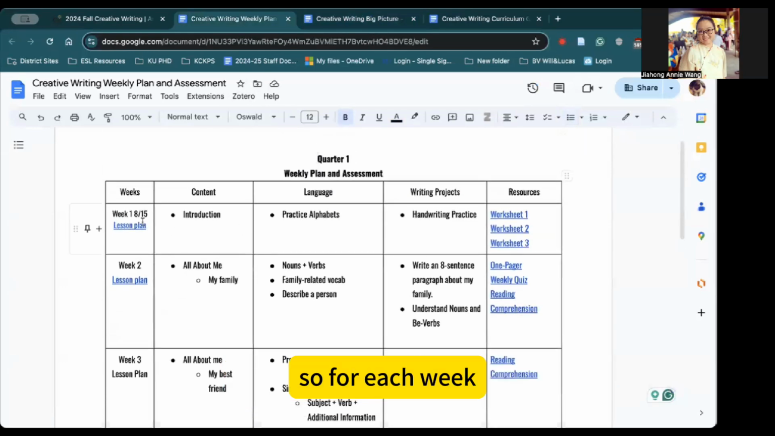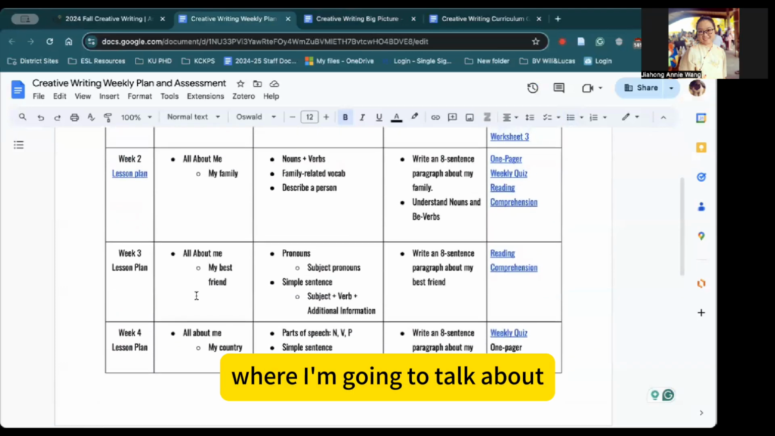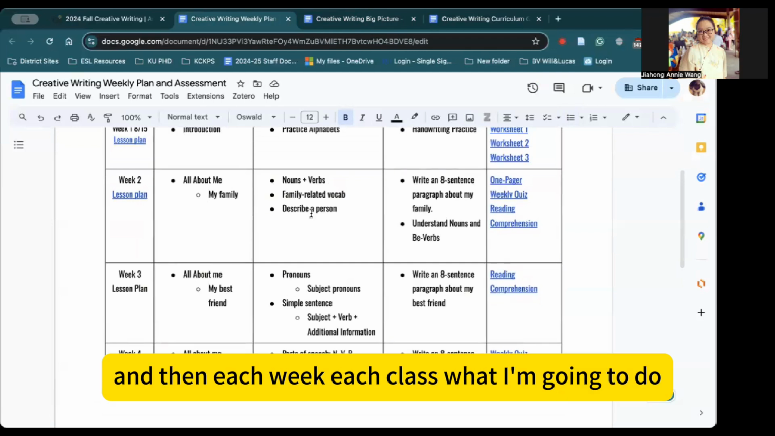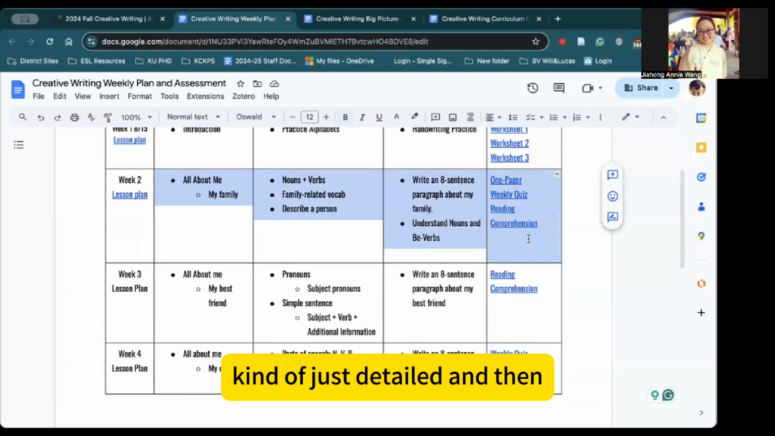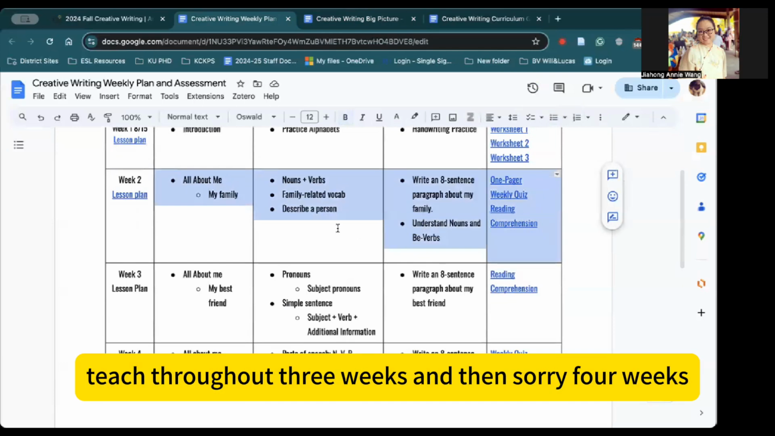So after the big picture, now I can finally get down to my weekly plan and assessment. For each week, now I can think about, all right, I have weeks 2 to 5, where I'm going to talk about All About Me. And then each week, each class, what I'm going to do. Here you can see my weekly plan, detailed and spread out, the things that I want to teach throughout 4 weeks.